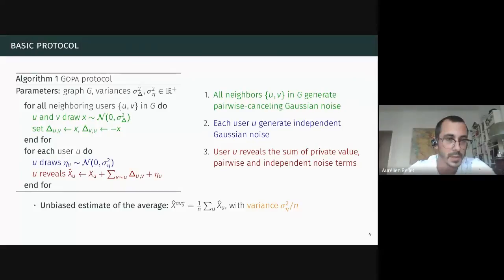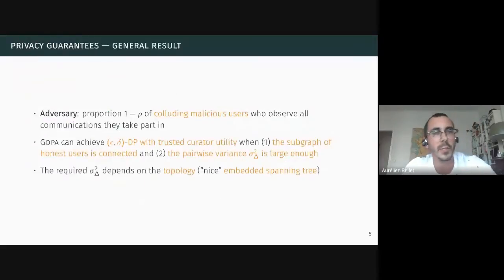And so it's easy to see that from this, we can construct an unbiased estimate of the true average by just averaging these outputs. And the pairwise noise essentially cancels out, and we simply remain with the variance that is due to the independent noise terms.